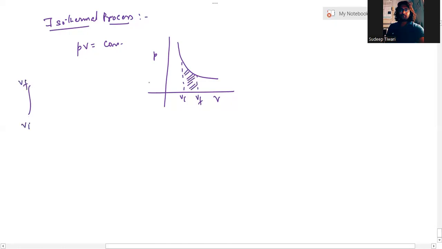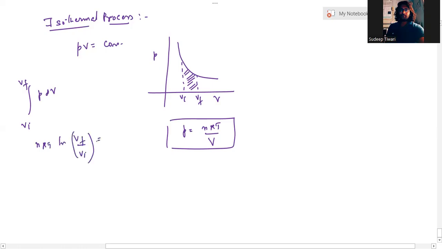And I can simply write the integral of P dV. And what is P? If I take an ideal gas, then P is nRT upon V. If I replace this, I will simply get nRT ln of V final upon V initial. So this is the work done in an isothermal process: nRT ln of V final upon V initial.